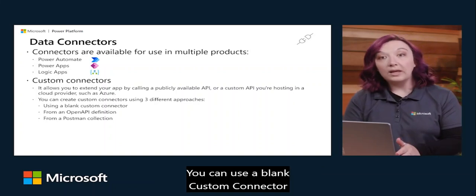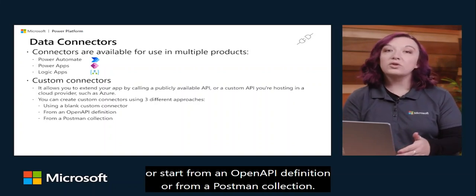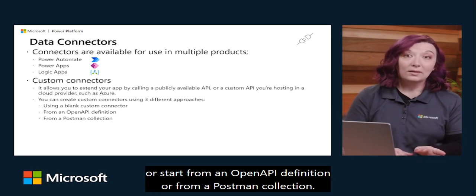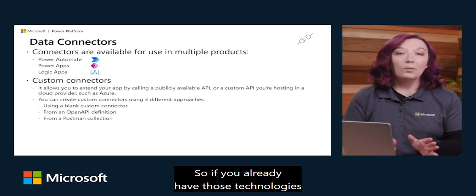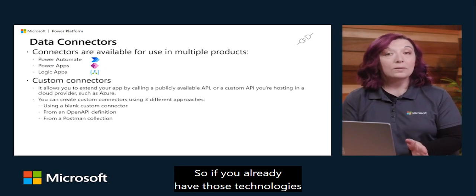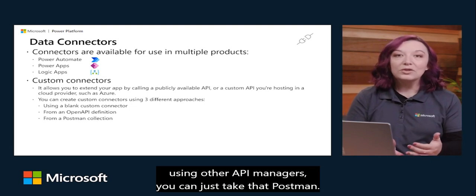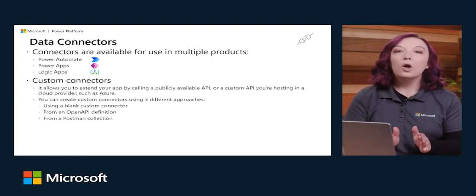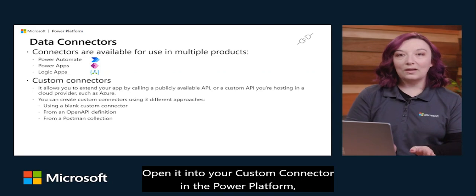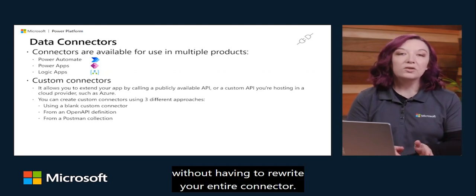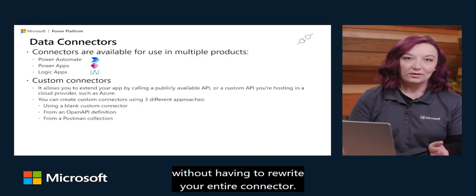You can use a blank custom connector or start from an open API definition or from a Postman collection. So if you already have those technologies deployed in other places, using other API managers, you can just take that Postman, open it into your custom connector in the Power Platform, and then reuse the whole thing without having to rewrite your entire connector.